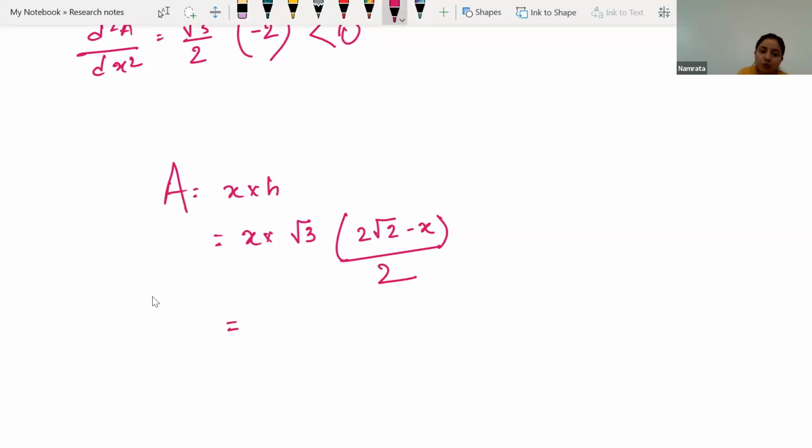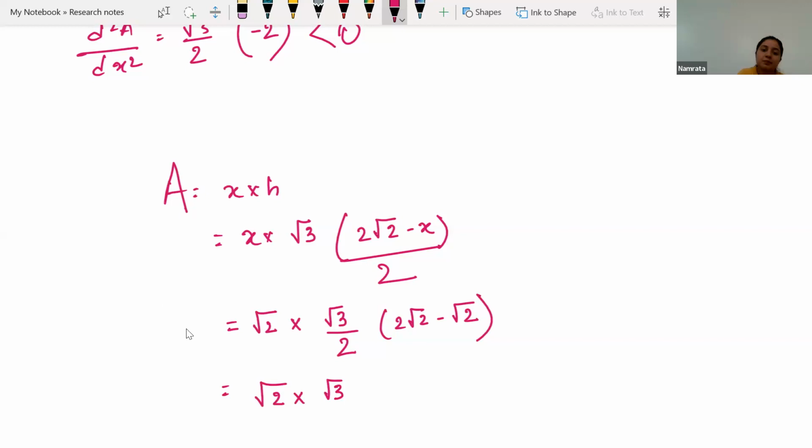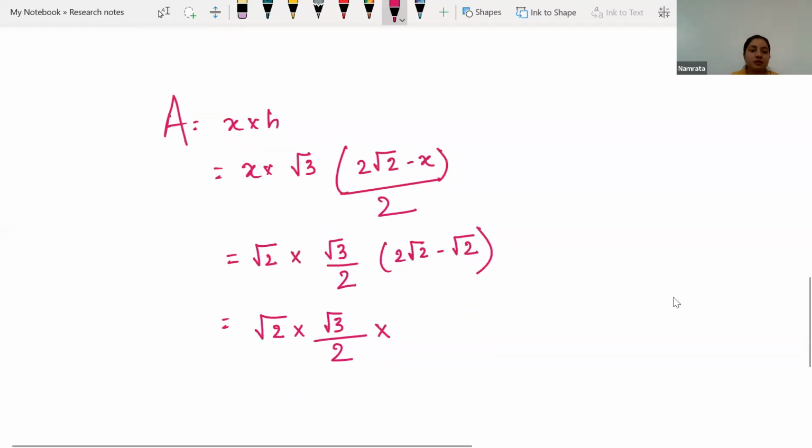X value we have already found, that is root 2. Let's put it over here. That will be the maximum area, root 3 by 2 times 2 root 2 minus x, where the x value we have found as root 2. So we are substituting it over here. Root 2 into root 3 by 2. Here we will be having 2 root 2 minus root 2, which will be only root 2. Okay. So it will just be root 2.